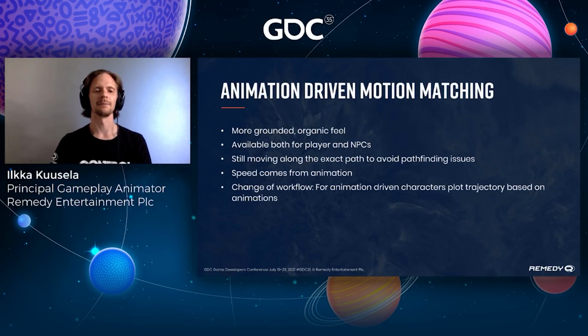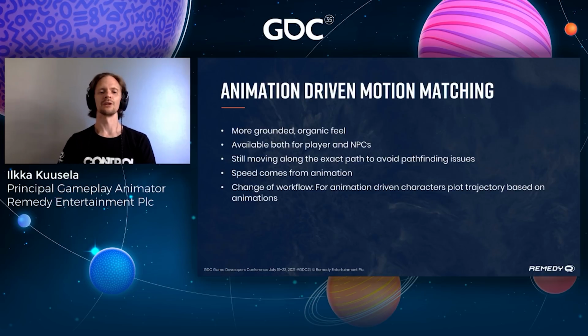And a big part of this has been adding support for animation-driven motion matching. This is to give the characters a more grounded, organic feel. And we have this available both for the player and NPCs. For player, of course, only using when it makes sense. We generally still like to use code-driven for the most part, but if there are ever cases where we want to prioritize animation quality over controls, we can always switch to animation-driven. For NPCs, we are animation-driven by default, but still allowing designers to switch to code-driven movement if they want to try different speeds for the enemies, for example.